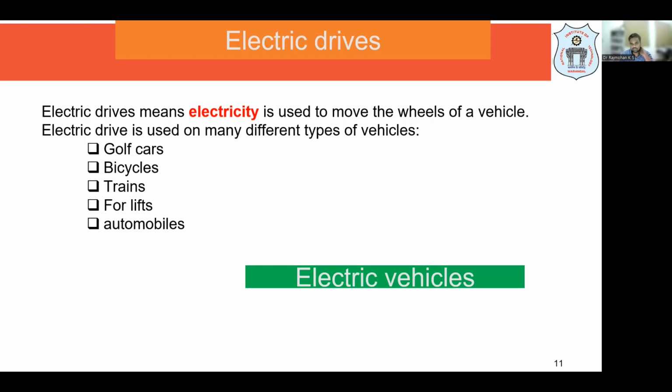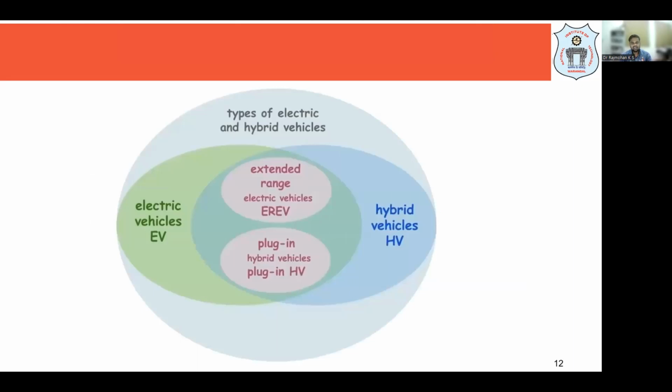Particularly with Reliance supermarkets, you will see such cases. There are e-bicycles, e-trains, and some automobiles coming into the picture with this one. Such vehicles are given a green board, so we can easily identify them. So there are different types of electric and hybrid vehicles.